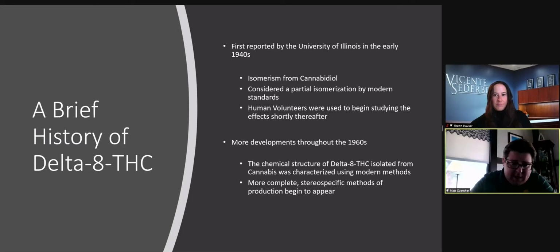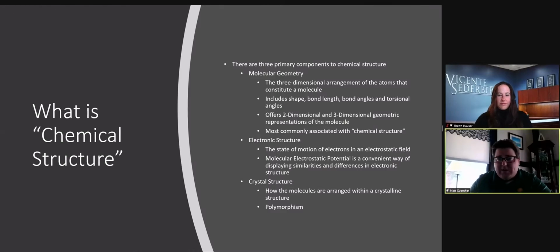I don't want to get too long-winded on that because I really want to focus on the definition of chemical structure, not only from a chemical and pharmacological standpoint, but also from a legal standpoint, as Sean mentioned. Legislatively, we need to know what these terms mean.